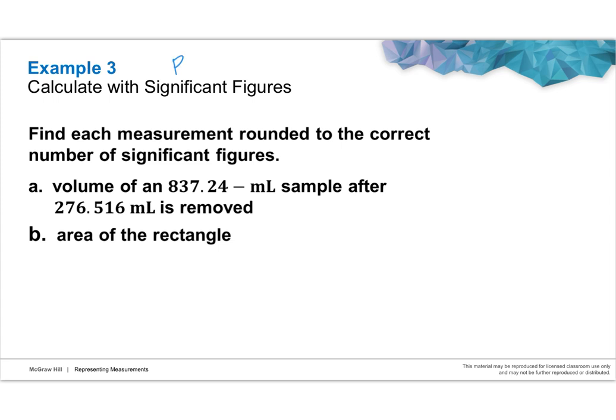139, then the first part, part A, says we're going to take volume of an initial sample and remove some out of it. Hopefully you can understand that that's a subtraction operation. And for part B, we have an area of a rectangle that we are calculating, and we know that formula is length times width, so we want to follow the multiplication sig fig rules.